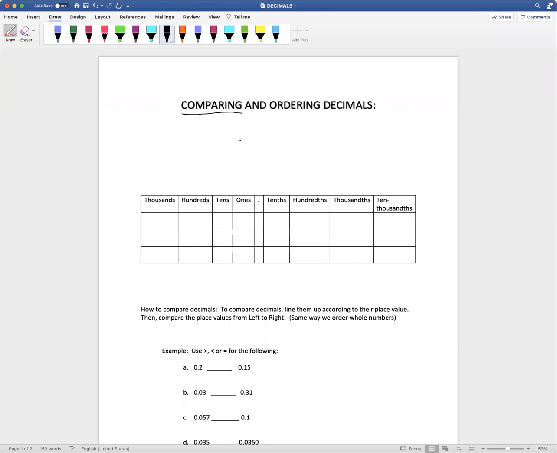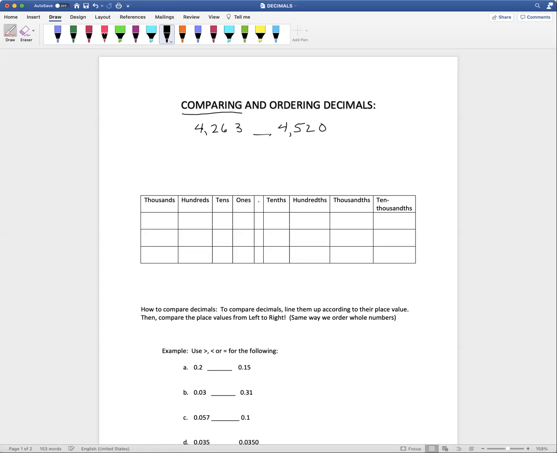Now, the interesting thing is that comparing decimals really operates the same way as when we compare whole numbers. Let's take a look at it for whole numbers, and then we'll show how it works the same way for decimals. Now, let's say we're comparing two numbers together. Let's say we're comparing this number, and we're comparing this number. And we want to figure out which one of these two numbers is bigger.